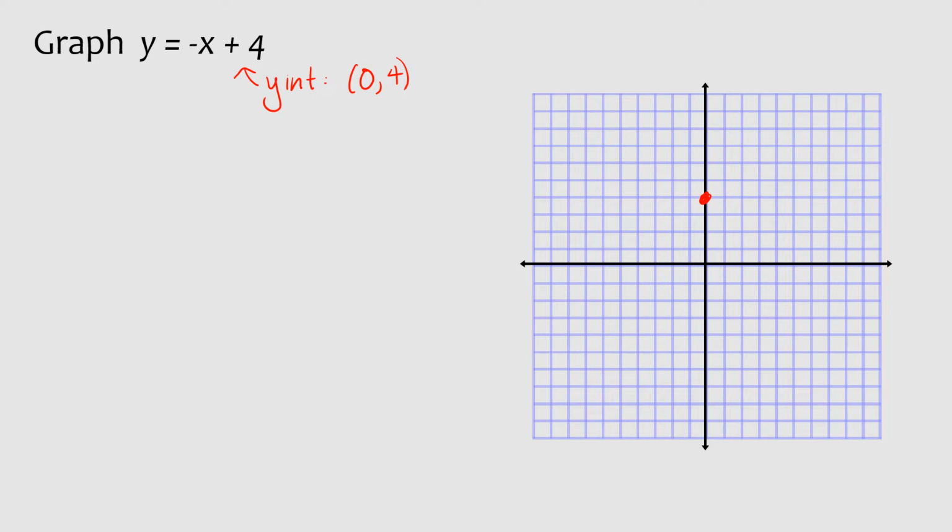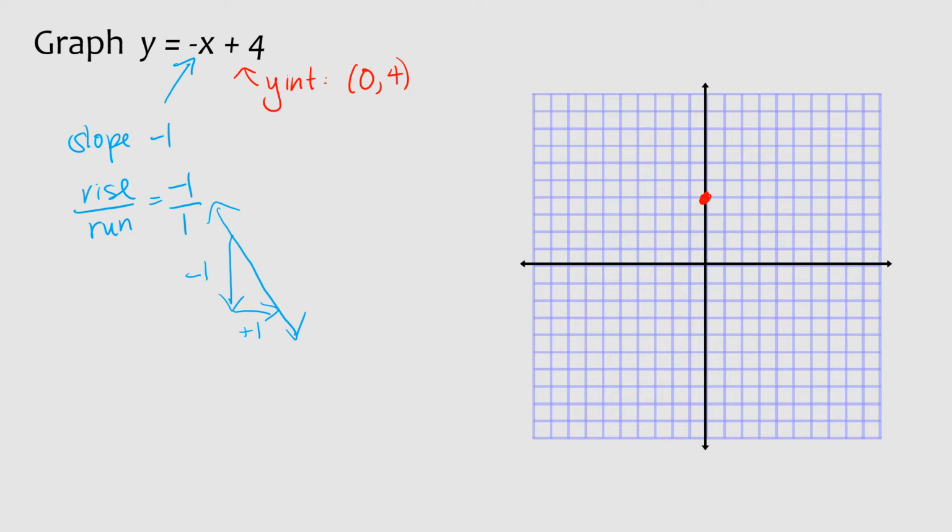Okay, so I'm going to go and look at my slope here. And my slope, because there's an invisible 1 there, is -1. So remember, it's rise over run equals -1 over 1. So I'm going to rise -1, right? Which means I'm going down. So I'm going down 1 over 1. And then this will be my line.